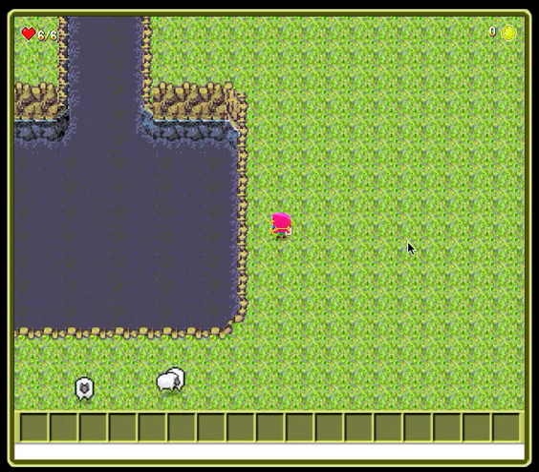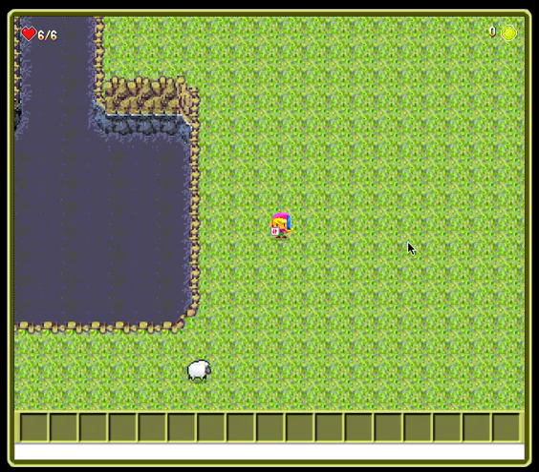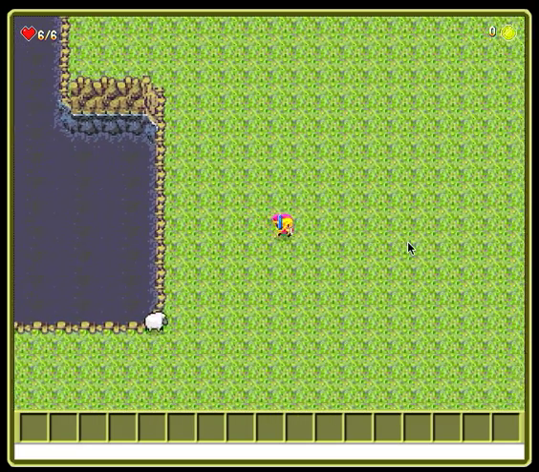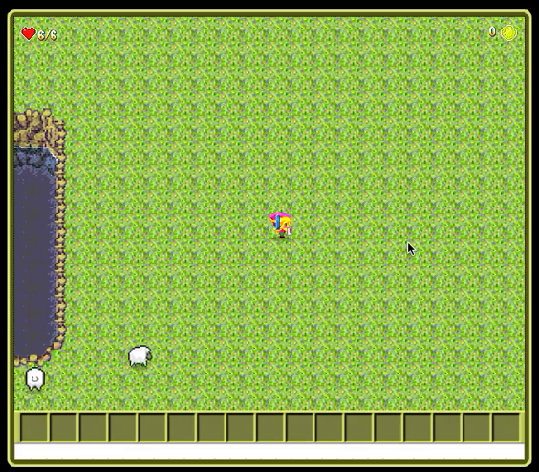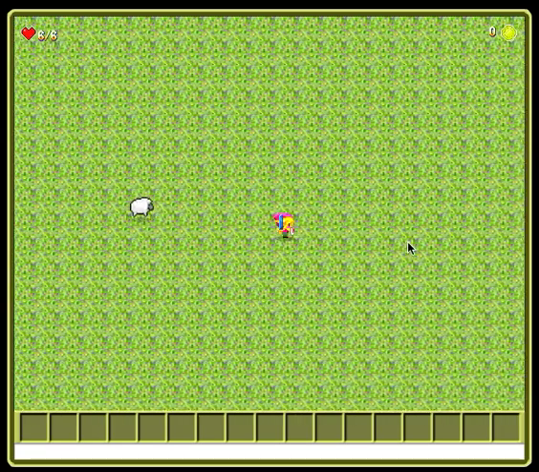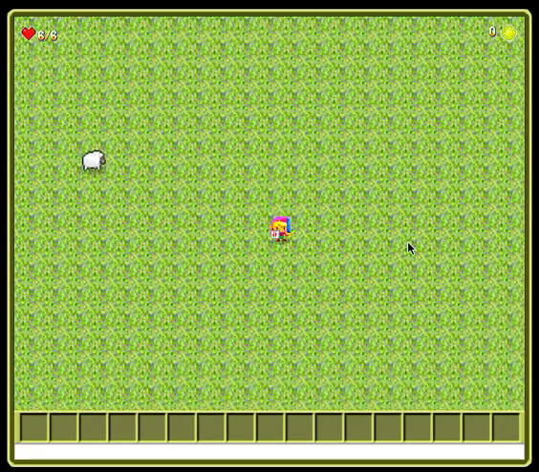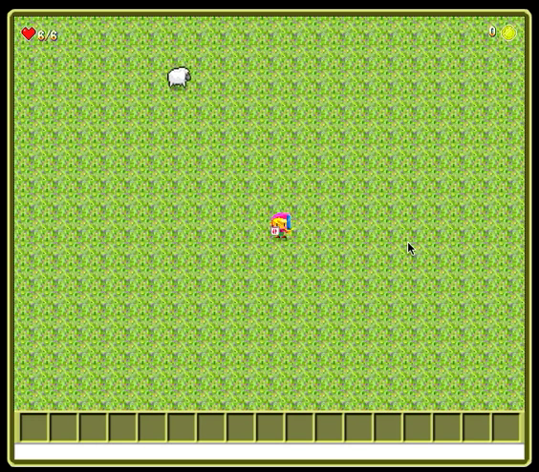But one of the interesting things that I did is that I have an aggro radius. Much like in most games, if they spot me, aha, that sheep spotted me, I have to get out of its aggro zone, or aggro radius. But if I get too close, he chases after me, and I have to run to a safe distance so that he stops chasing me.